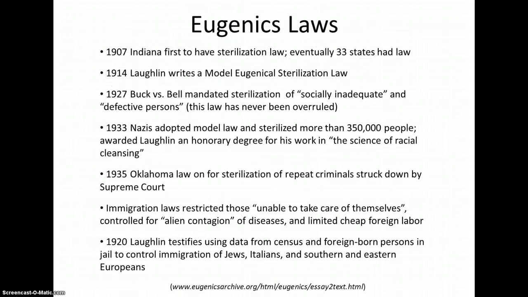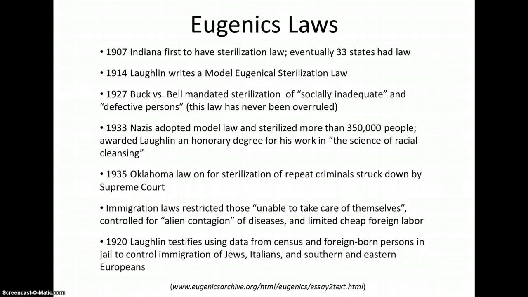The laws. 1907, Indiana was the first state to have a law for sterilization of people that were looked down upon. Eventually, 33 states put this type of law into effect. In 1914, a man named Laughlin wrote the model eugenical sterilization law, which was then adopted by many places. 1927, we have a court case, Buck versus Bell, that mandated the sterilization of socially inadequate and defective persons. This law has never been overruled and is still on the books. In 1933, the Nazis adopt Laughlin's model law and sterilized more than 350,000 people.